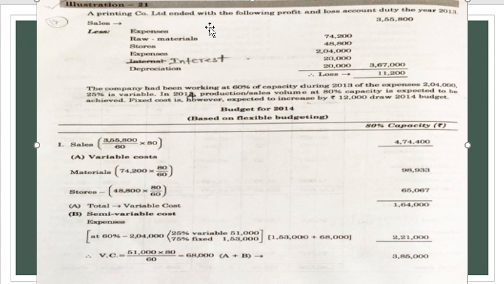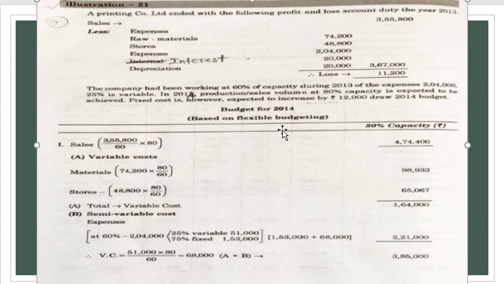98,933. Next, stores is also a variable expense, which is 48,800 for 60%. So for 60%, if it is 48,800, then for 80%, how much is it? Cross multiplication. So 48,800 into 80 divided by 60 will give us 65,067. So this is your total stores. So now we have the total variable expenses, which is 98,933 plus stores 65,067, which will give us 1,64,000.